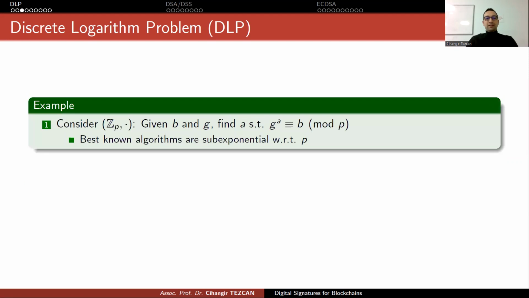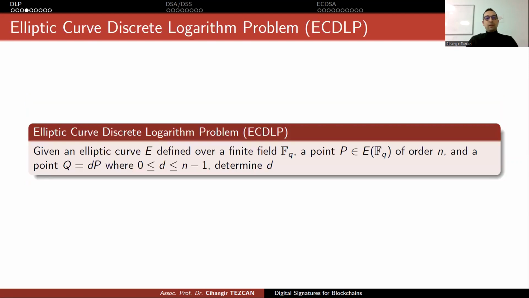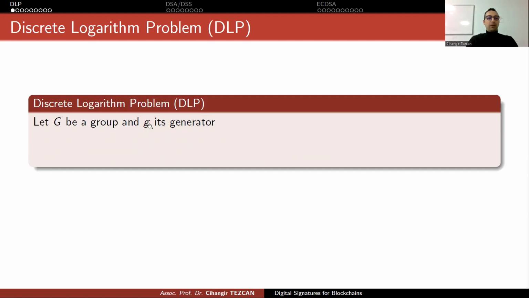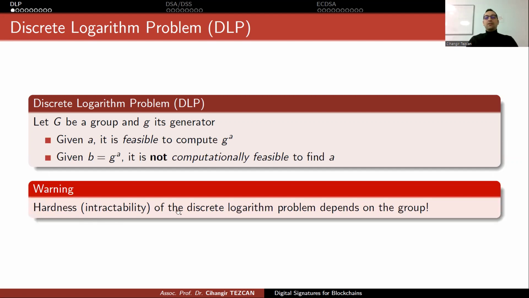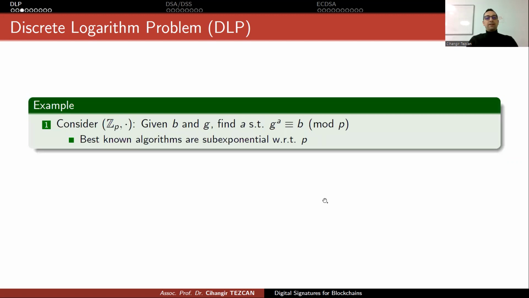This is where things get interesting, because I already said that the hardness of the discrete logarithm problem depends on the group. So now I said that this problem is hard, but there's a sub-exponential time algorithm to solve it.